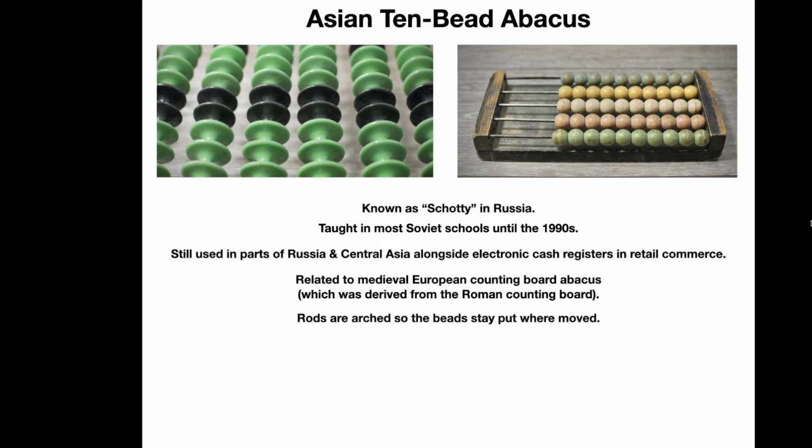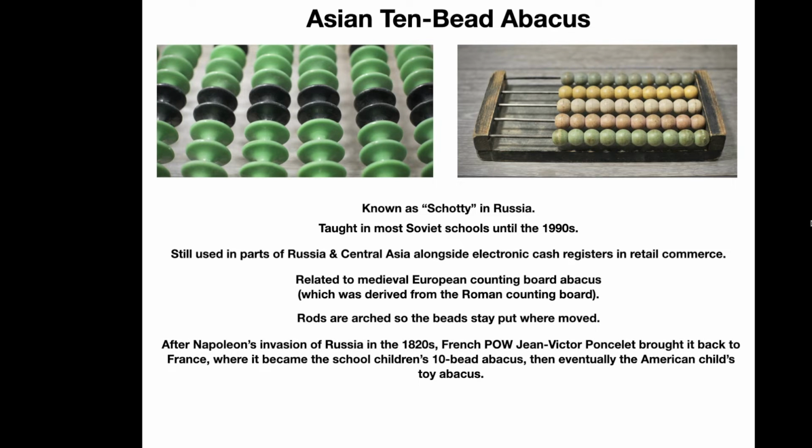So on the Russian abacus, the rods are arched, so that when the beads are moved from one side to the other, they stay put where they've been moved to. Now, you might recognize the abacus on the right side, the right picture. It looks kind of like a school children's abacus.